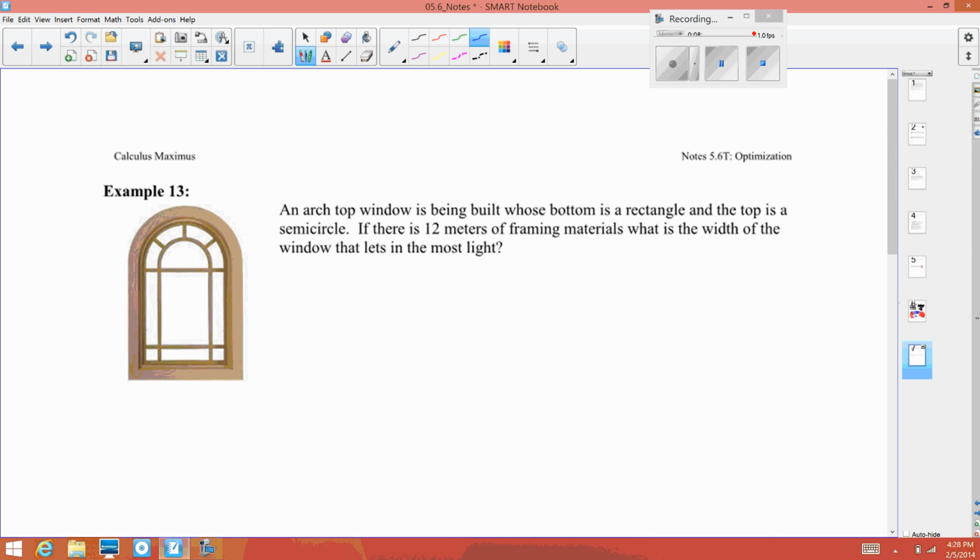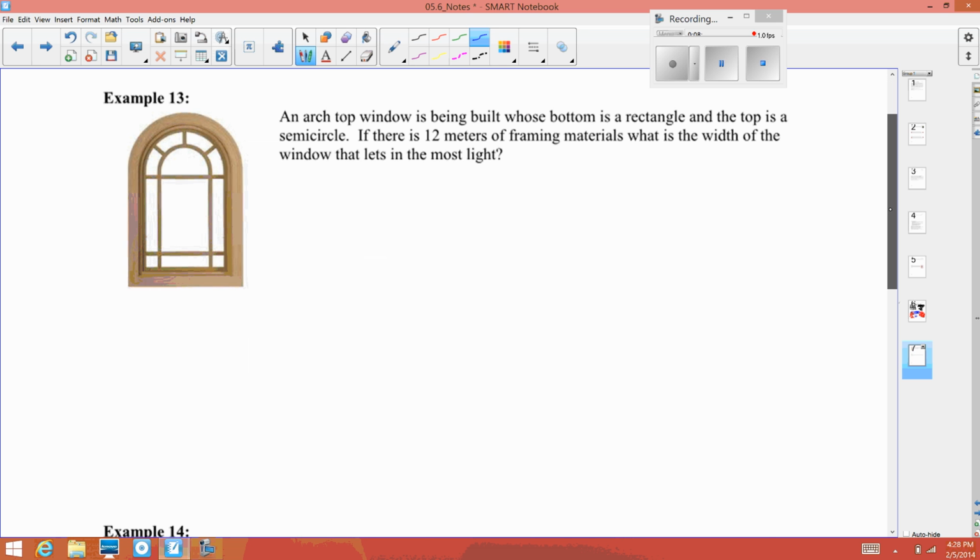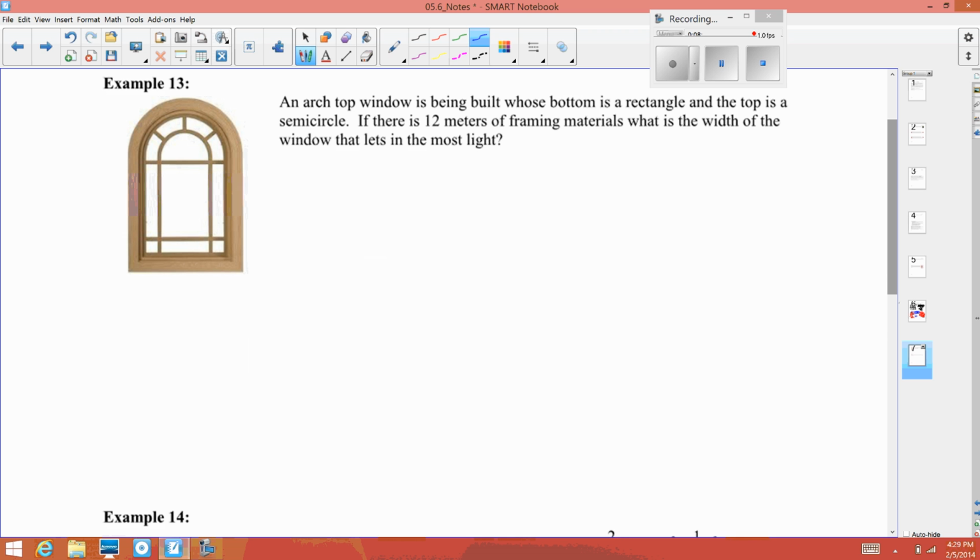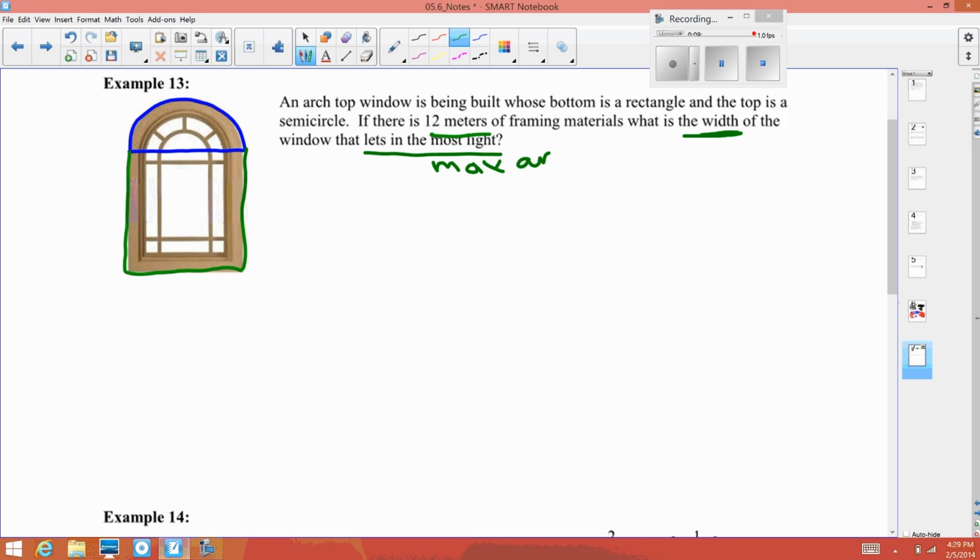All right, perfect. Windows. Everybody loves to build windows, right? We have this round part here, and then we have a rectangular part. And we have 12 meters of framing. That's probably going to be exciting. And what is the width that lets in the most light? So we're talking maximize our area.